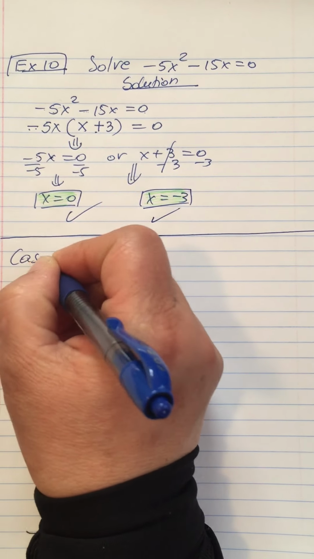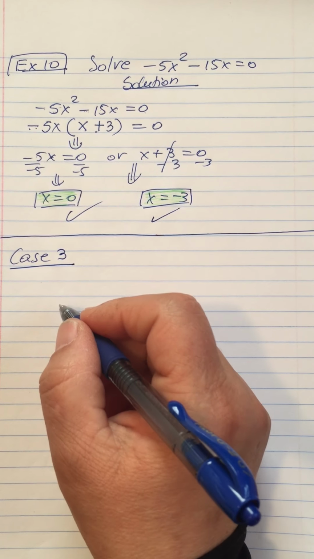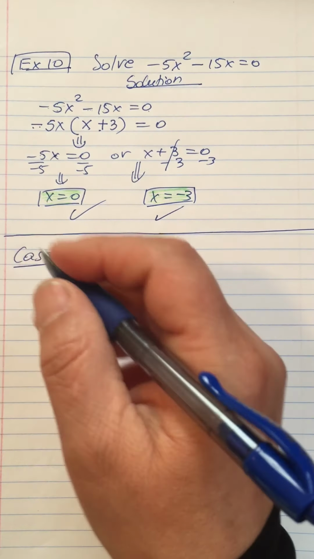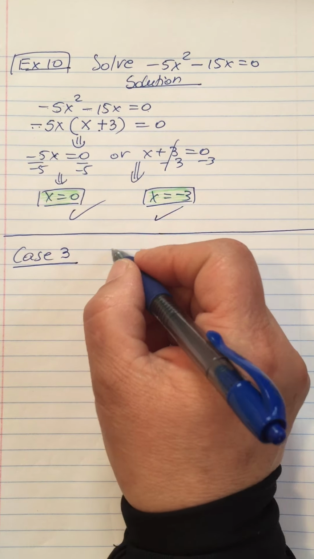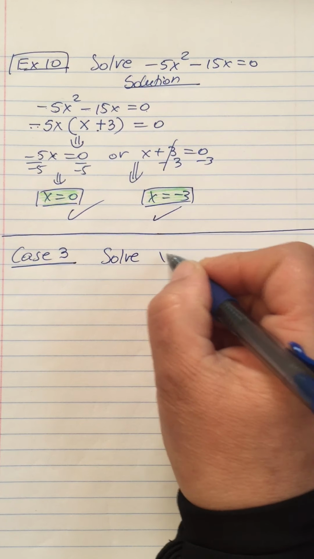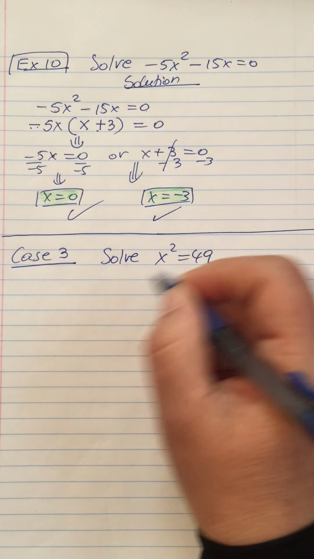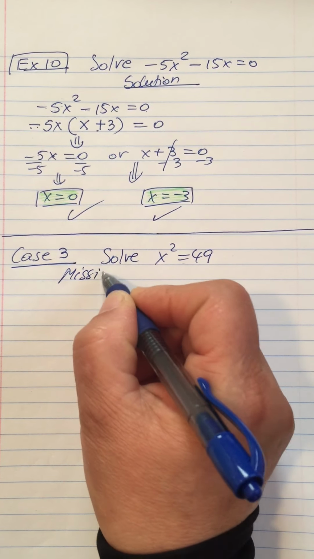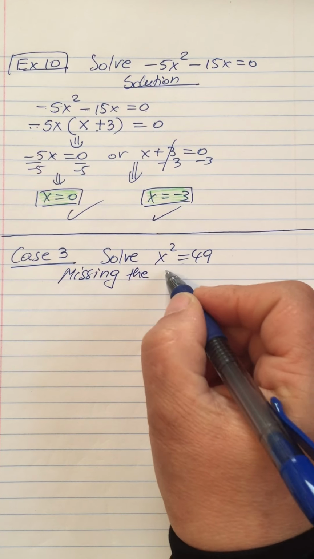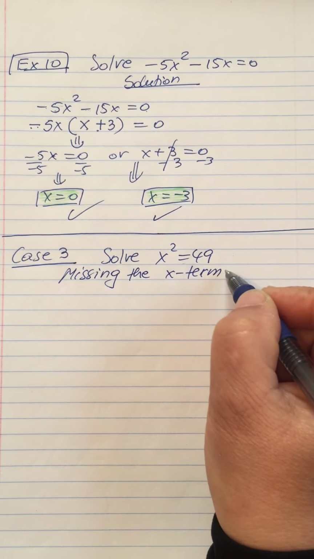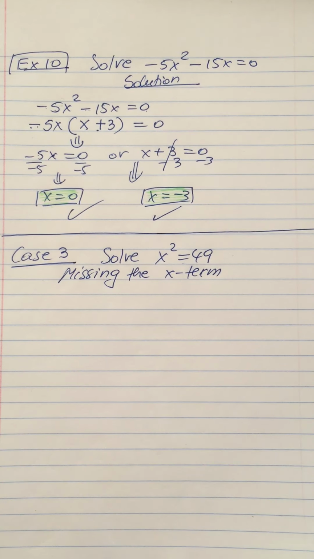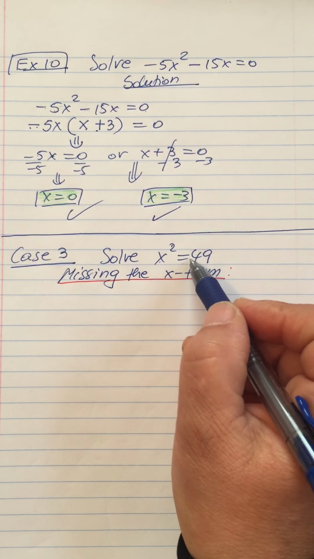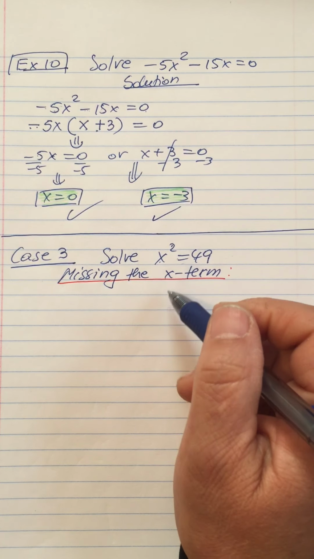Now case 3. And here you have the choice to work by factoring or by the square root property, but I have to introduce it to you. So solve x squared equal to 49. Now here it is missing the x term, and this is good. So as you see, you have x squared, you have the constant, but you don't have the x term.